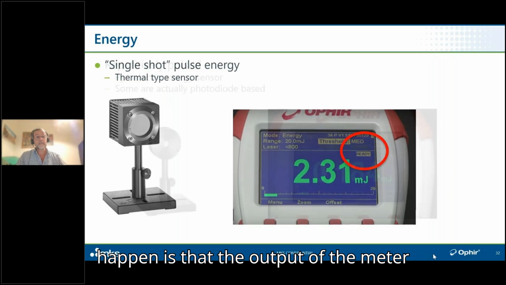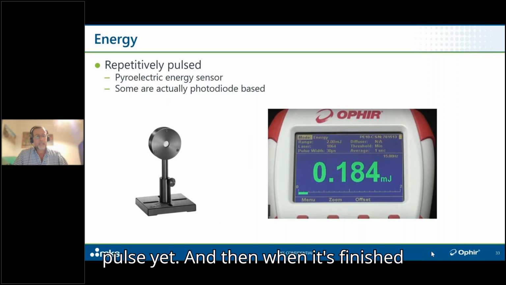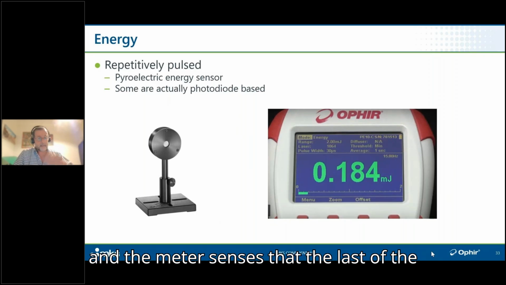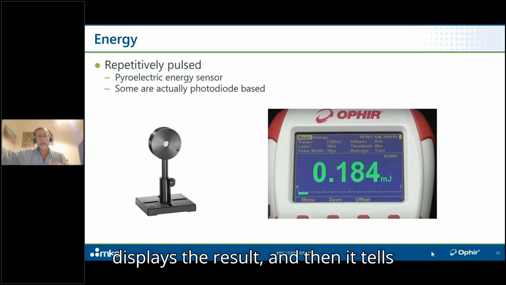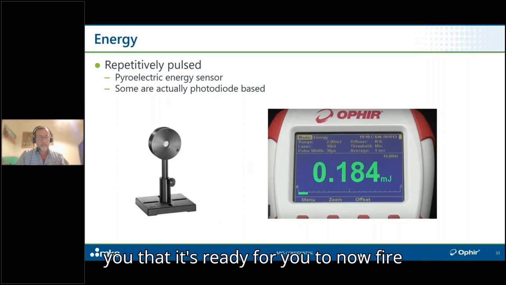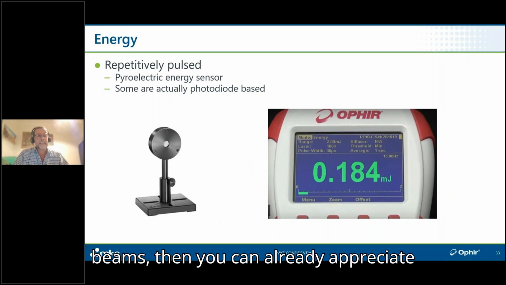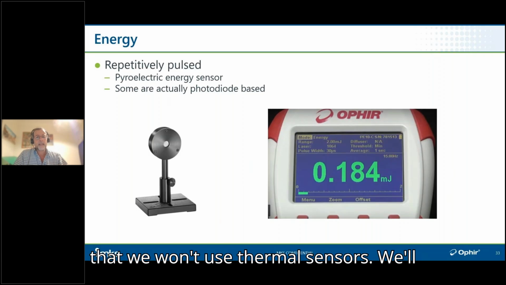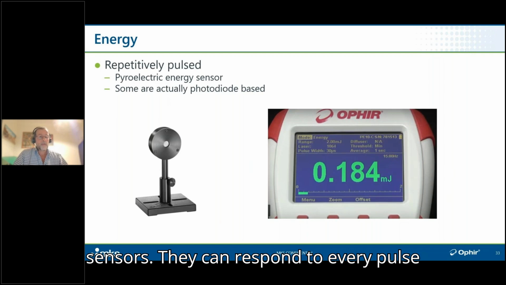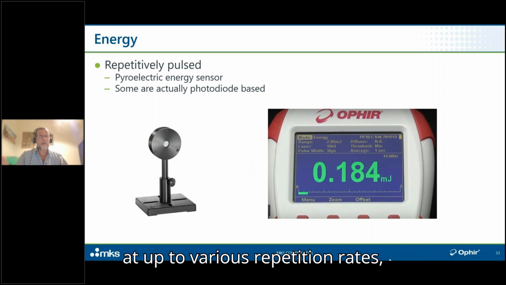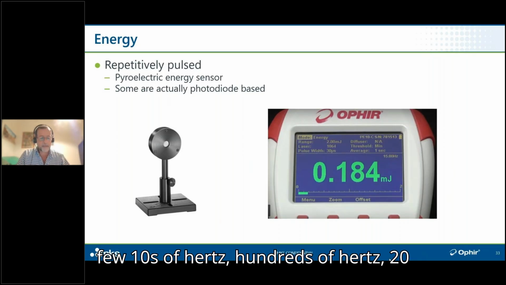For repetitively pulsed beams, you can already appreciate that we won't use thermal sensors. We'll use other sensors, usually pyroelectric sensors. They can respond to every pulse at up to various repetition rates, depending on all sorts of details, from a few tens of hertz, hundreds of hertz, 20 plus kilohertz, or whatever the case may be. In some cases, for very low energies, the energy sensor won't really be pyroelectric. It'll be based on a photodiode, actually, and some of those can measure down to picojoules. The configuration is the same, so it's invisible to the user in the meter.